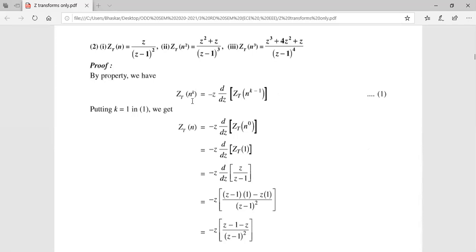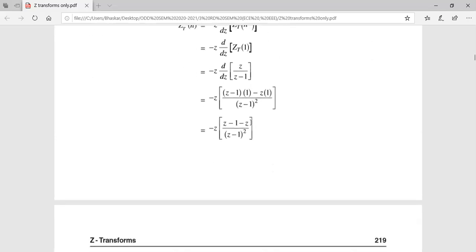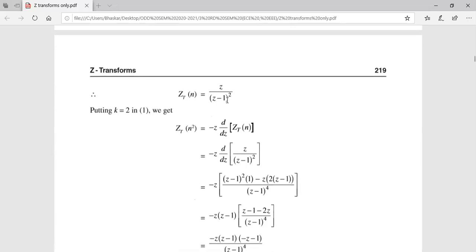Now you know the Z transform of n power k. Just now we saw the rule in the last video: minus z into d by dz of the Z transform of n power k minus 1. Now the Z transform of n, that means k becomes 1, which is minus z into d by dz of the Z transform of n power 0. You know that anything power 0 becomes 1. That's why we need the Z transform of 1, which we already saw becomes z by z minus 1. Applying differentiation using the quotient rule, (v into u dash minus u into v dash) by v square, we get z minus 1 minus z, the z and minus z cancel, and we get z by z minus 1 the whole square.